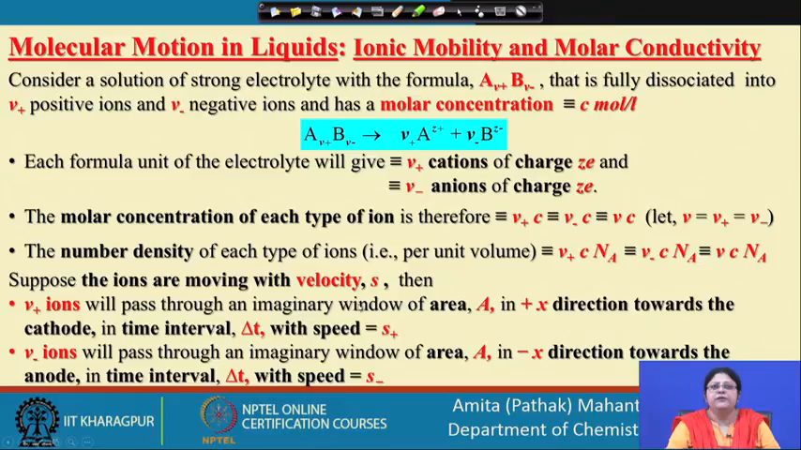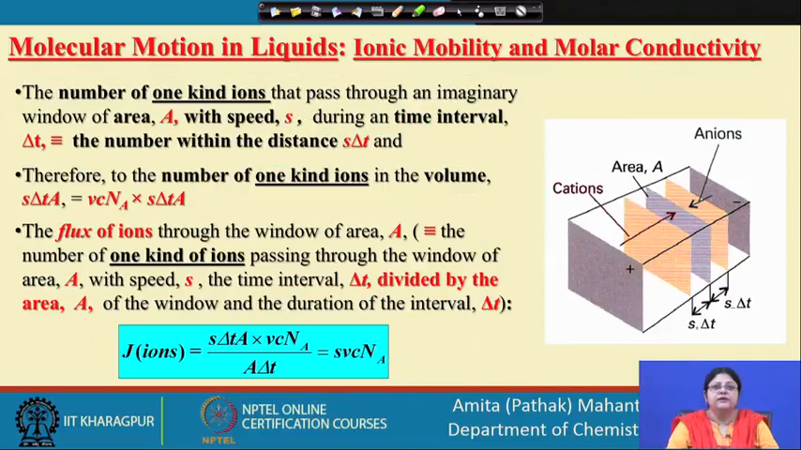So, we can say that the speed of the ions moving under the electric field, if that is represented as S, then the nu plus ions will pass through an imaginary window of area A, in the positive direction towards the cathode in time delta t, with the speed of S plus. Let us look at this diagram. This is S plus, this is S minus, the movement of the ions. What we are looking into is how the anions and cations are moving towards the respective cathode or anode.